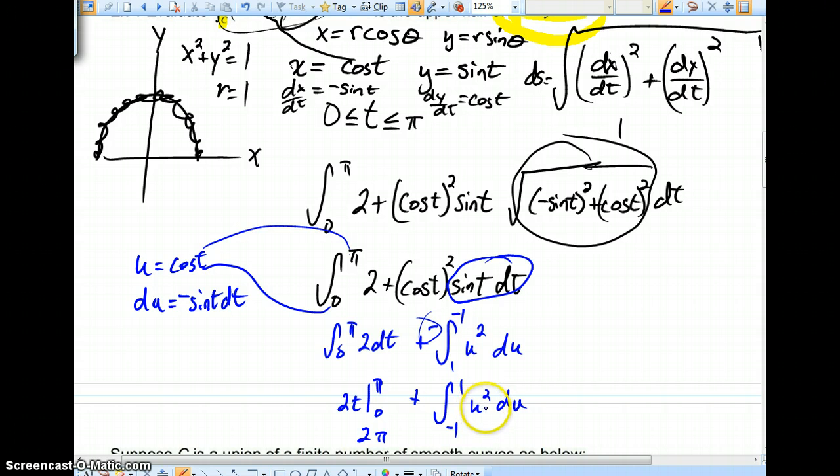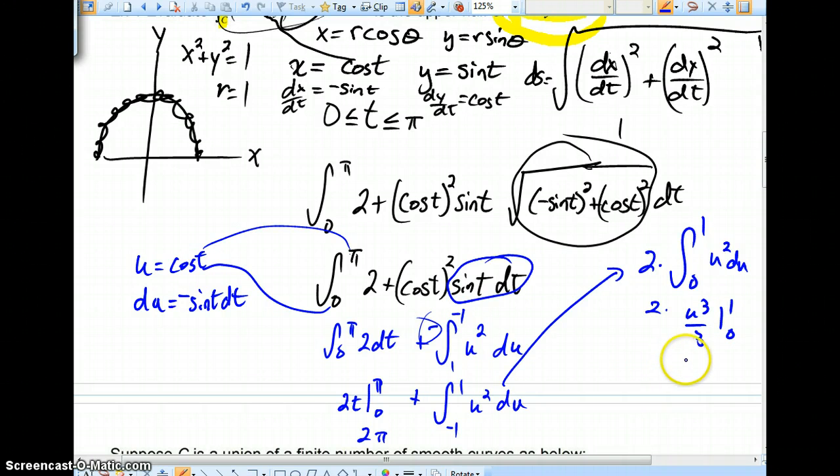This right here, if we're really on our toes, you can also say this is an even function. So why don't we just double going from 0 to 1 of u squared du. That would keep it nice and simple. And this becomes u cubed over 3 evaluated between 1 and 0. So this becomes 2 times 1/3. It just becomes 2/3. And that's what we get for our final answer. So yeah, you got a 2 pi in there. That's coming from the 2. But then you also have your 2/3 as the last part.